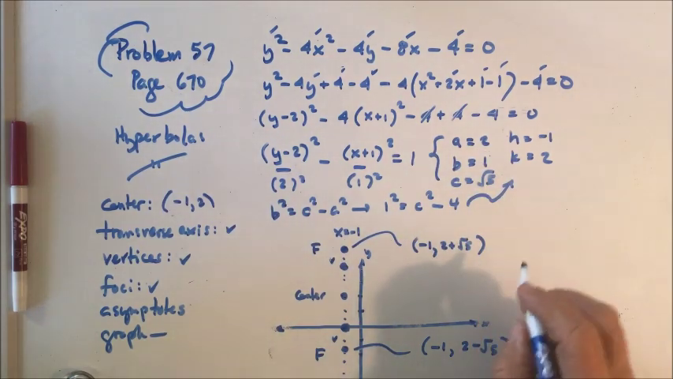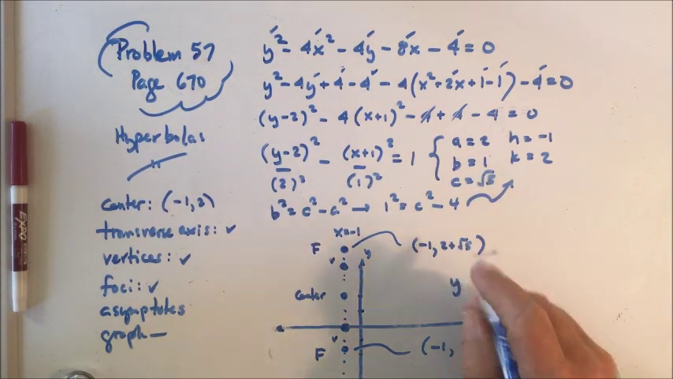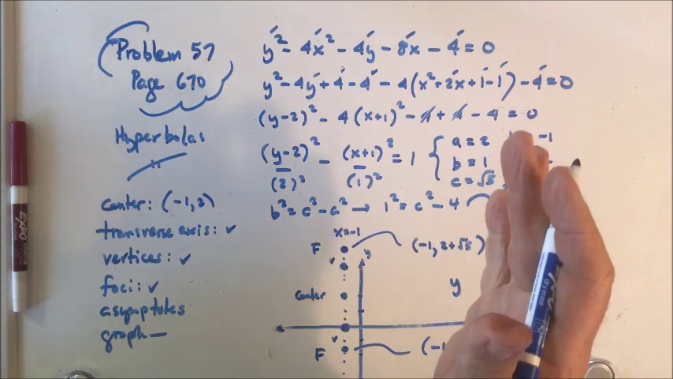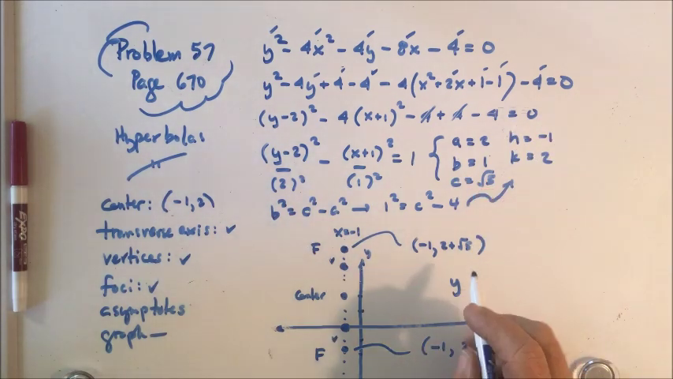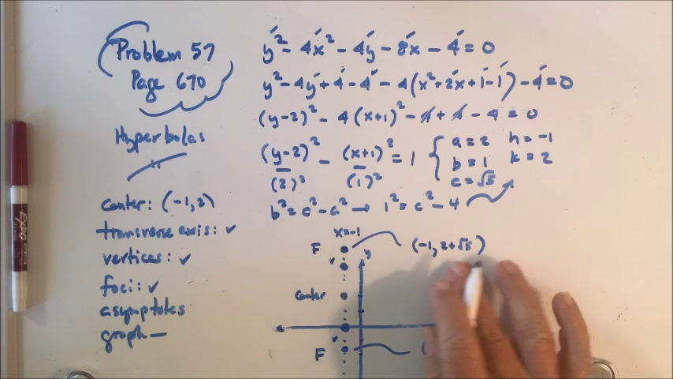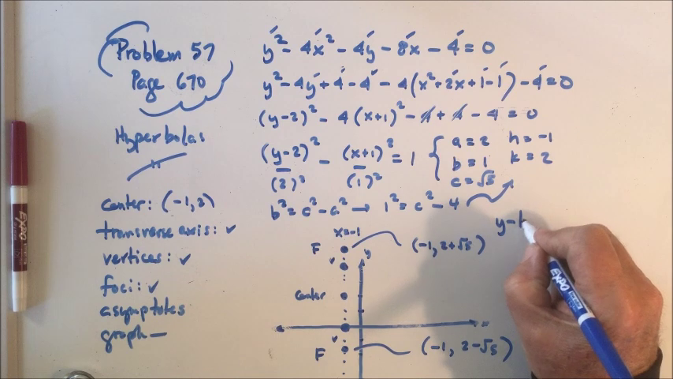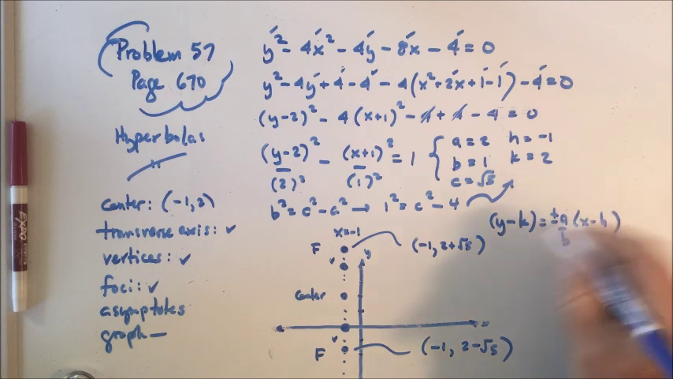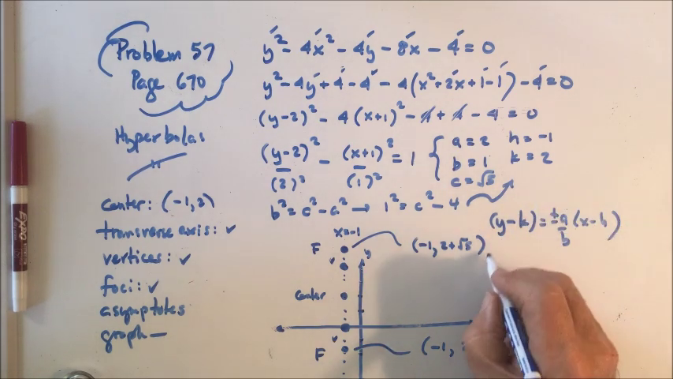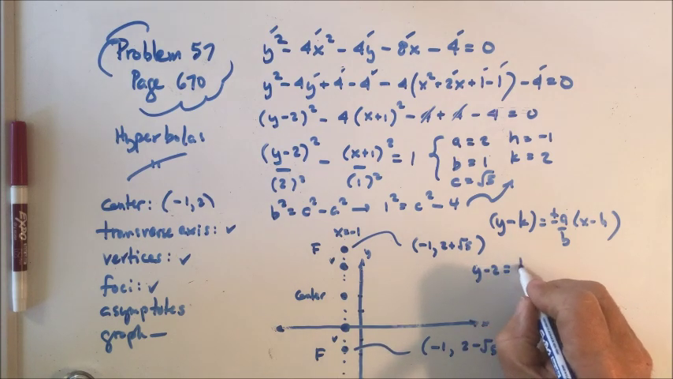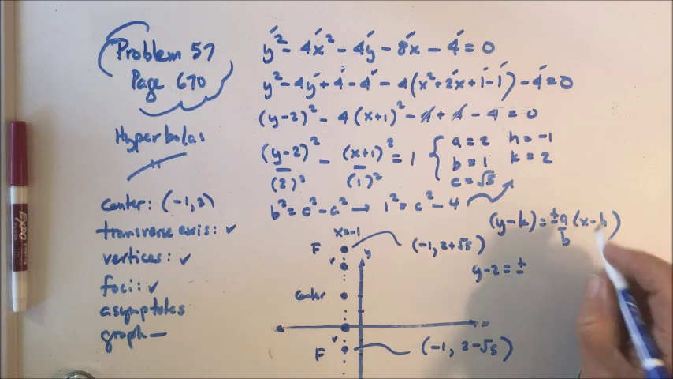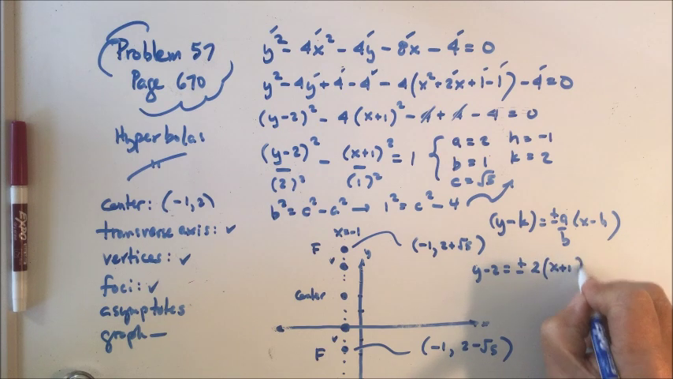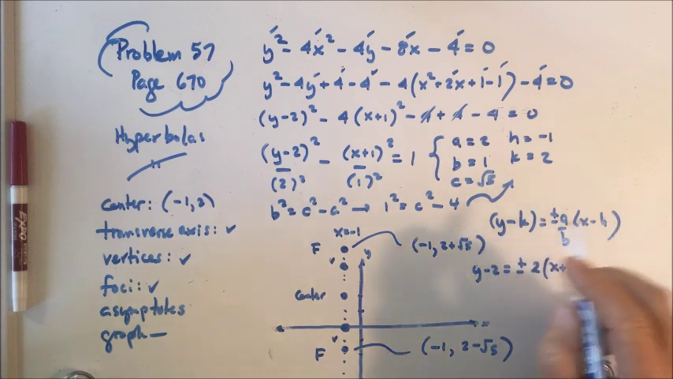What are the asymptotes? In this case, the asymptotes would be y is equal to plus or minus a over b times x, but that's the formula when the center's at the origin. When the center's not at the origin, then what we're going to do is say y minus k is equal to plus or minus a over b times x minus h. Let's install h's and k's there. That's y minus 2 is equal to plus or minus a over b. A over b is 2. And x minus h is x plus 1. So there are the asymptotes, and let's just draw something here.